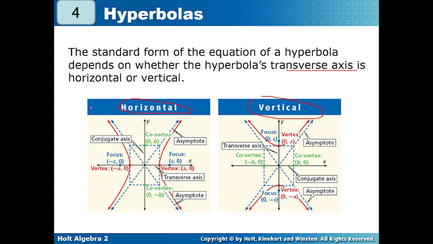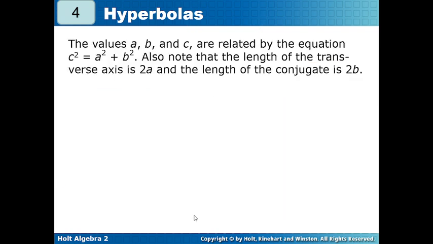Okay, so when the a is with the x, we could say the vertices lie on the x-axis. Therefore your graph is horizontal. And when your a is with the y, your vertices lie on the y-axis, right? Therefore your graph is vertical. So the values a, b, and c, this is the one that I'm saying.